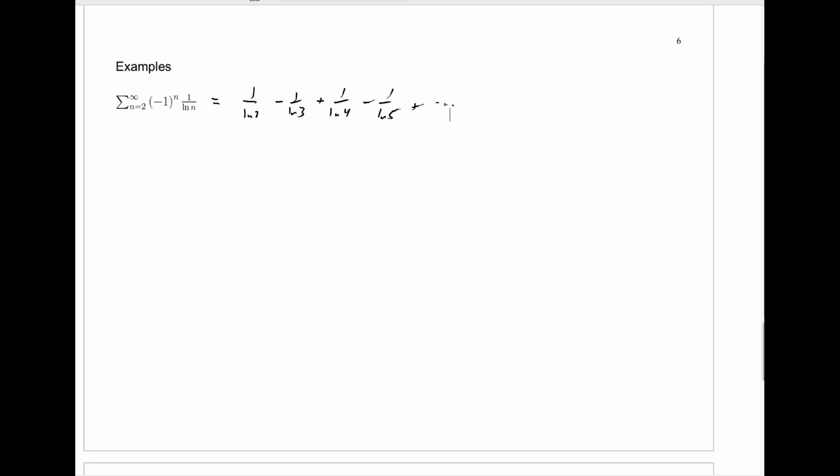Now, does this series converge? The alternating series test tells us this converges. Why? Because these terms, b sub n, which is 1 over log n, they're certainly decreasing and have limit 0. They're decreasing because the bigger n is, the bigger log n is. The natural log function is increasing, so log n gets bigger when n gets bigger, and thus its reciprocal gets smaller.